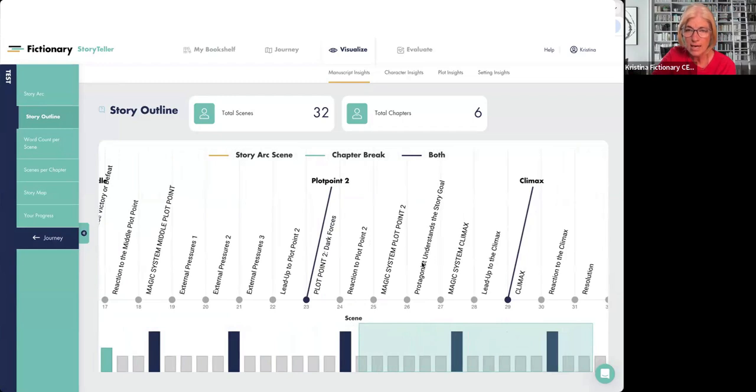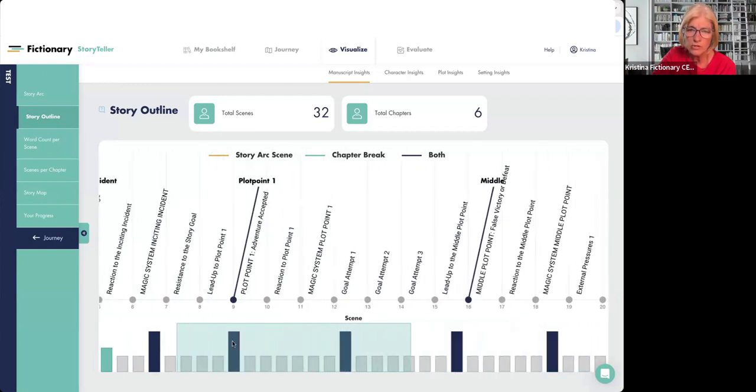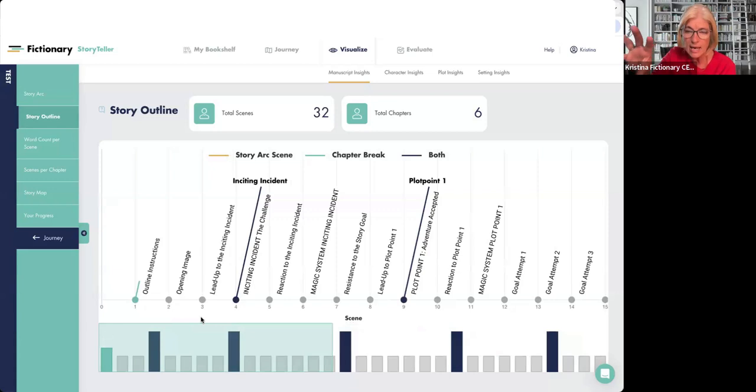And I like to capitalize things like this so I know where they are. So even if, for example, the magic system, you could just put PP2 to make it short, or MS PP2, and then put the scene name behind it. Because when you're looking at this, you can then see your story together with your story arc scenes and your magic system scenes, and see how you're weaving them together.